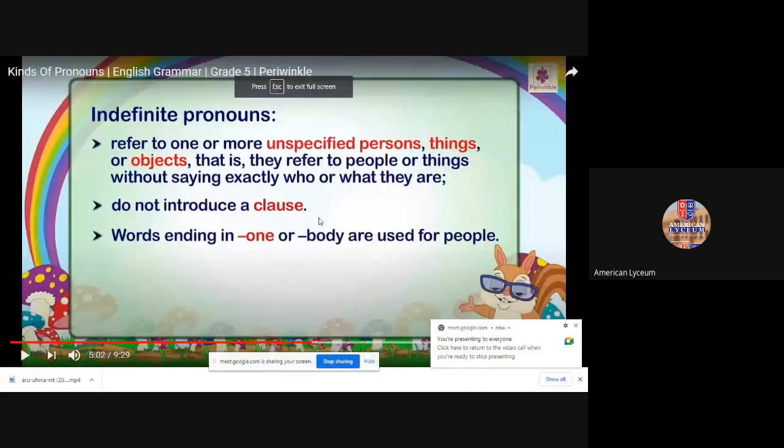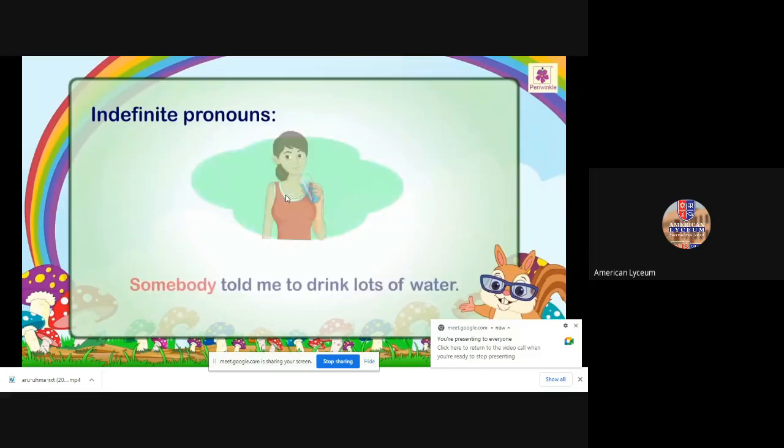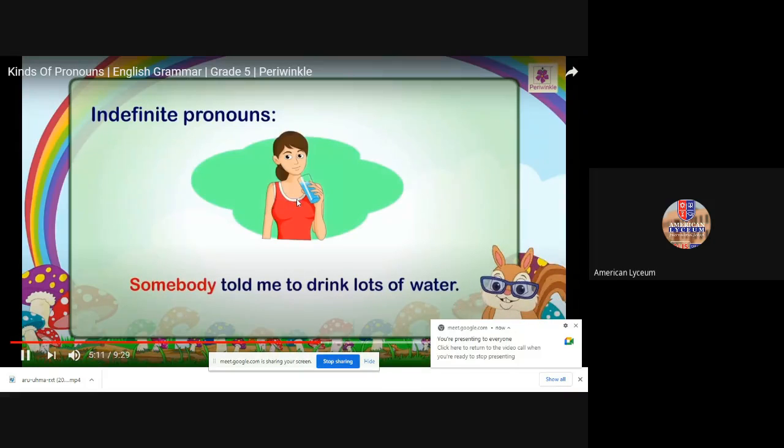Indefinite pronouns do not introduce a clause. Words ending in one or body are used for people. For example, somebody told me to drink lots of water.